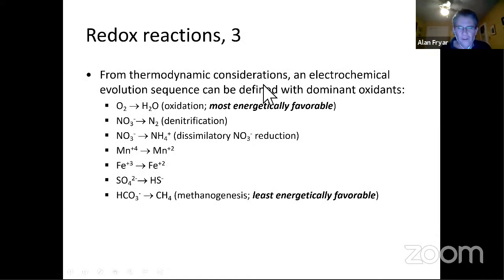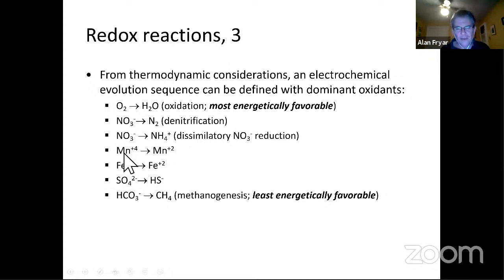So finally, there's something called the redox ladder. And from thermodynamic considerations, what this says is that you can define an electrochemical evolution sequence. And this goes from the highest energy generated to the lowest energy generated. So this sequence basically goes from reduction of dissolved oxygen to water through reduction of nitrate to nitrogen gas, or denitrification. So this is basically the first anoxic reaction. Then dissimilatory nitrate reduction, which is reduction of nitrate to ammonium.